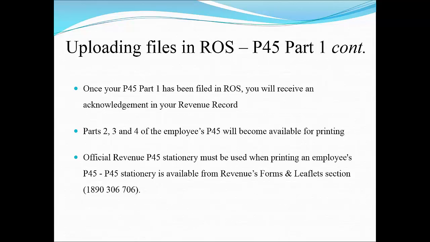It's also important to note as well that you do need to have official Revenue P45 stationery to print onto. Plain A4 paper is not valid, and you actually need to get the Revenue stationery. It's buff coloured and it's perforated in 2 places, so it's just one sheet for parts 2, 3 and 4 to be printed onto, perforated in 2 places for you, and it has the Revenue watermark in it. Okay, if you don't have any P45 stationery, it can be ordered from Revenue's Forms and Leaflets section, and the number is there for you on screen, so it's 1890 306 706, and they are very quick usually to get that paper out to you. Okay.